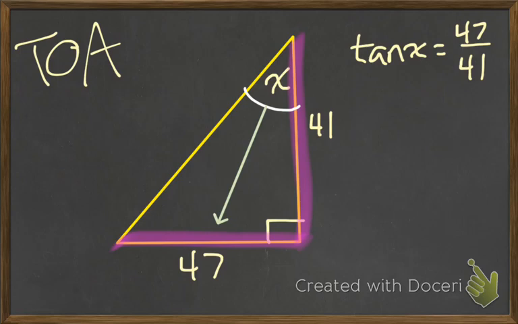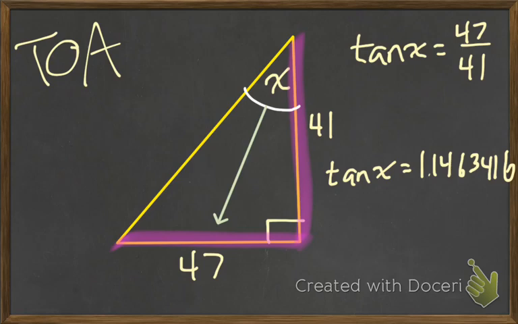You could type in 47 over 41 on your calculator, which gives you tangent of x equals, if you want to know a decimal there, 1.1463416. Now the reason I have so many decimal places is because I want to be as precise as possible. I don't want to round, because if I round here, it will affect my angle measure. So I want to be as close as possible, and then in the answer I can round if they tell me to. Okay?